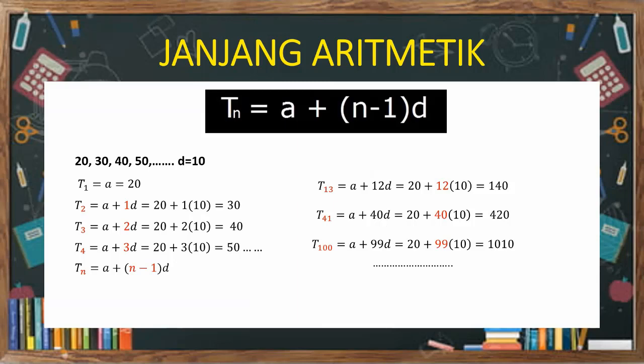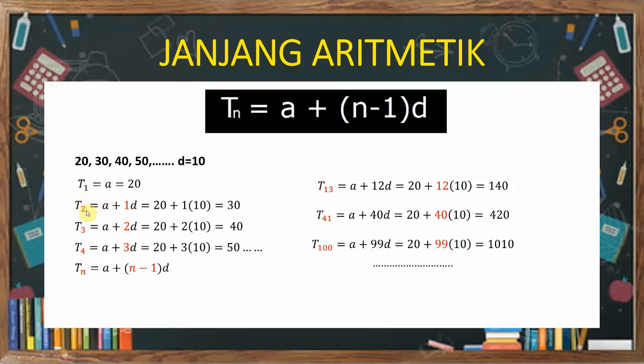So next, the formula for this arithmetic progression is Tn, which we name as n term or sebutan n. So what is Tn? Tn is derived from the first term is A, which is 20. Second term is by adding 1D to A. Third term is by adding 2D to A. Fourth term is by adding 3D to A. And you will find the result is the arithmetic progression.